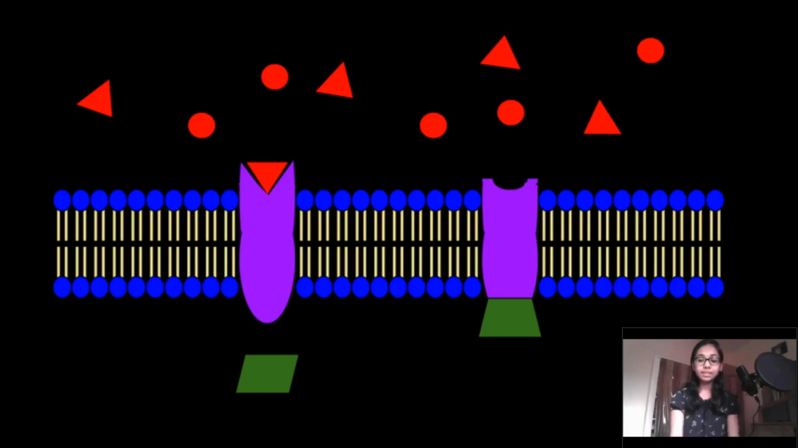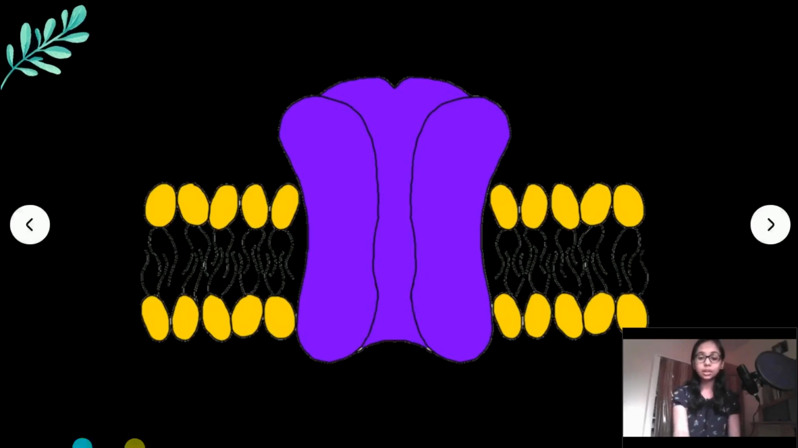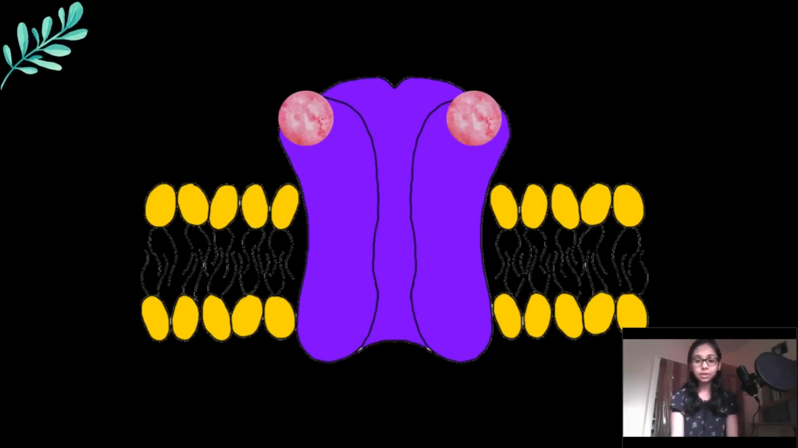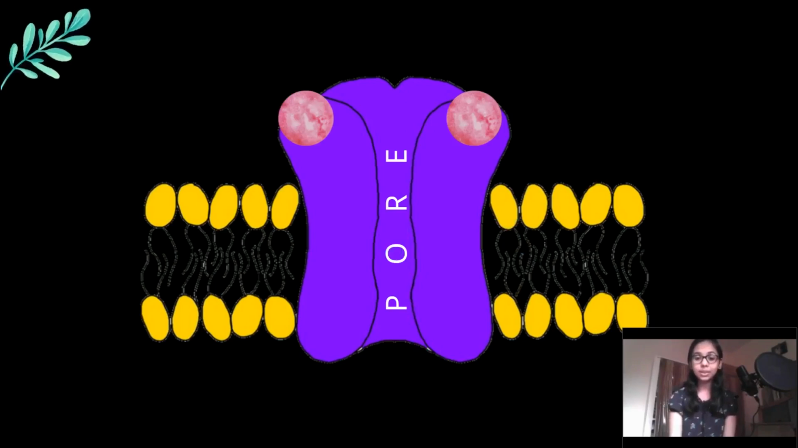This is a picture representing how the receptors are grabbing the neurotransmitters. Basically there are two types of membrane bound receptors. One is ionotropic receptors and the other one is metabotropic receptors. This is an ionotropic receptor, and when neurotransmitters bind to this type of receptor, a complex or pore opens, and that is the ion channel. We talked about ion channels, the channel which allows ions to pass through it so that it can pass the information.